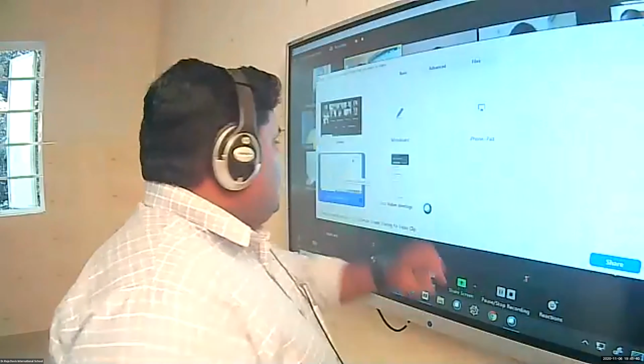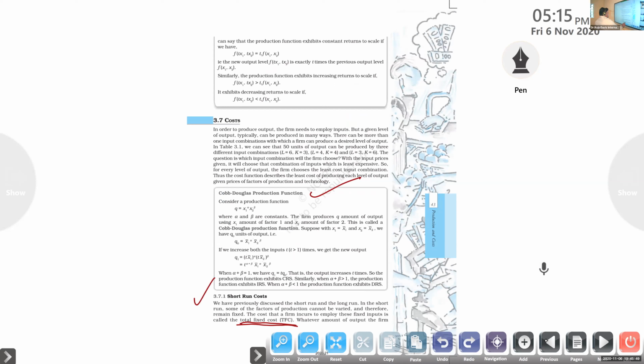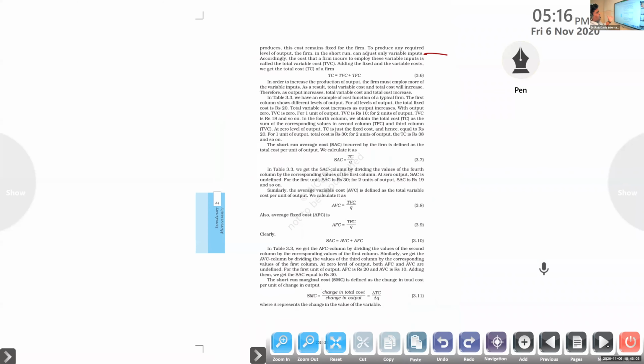So here you want to remember one thing. The cost that a firm incurs to employ these fixed inputs is called the total fixed cost. The money that we are spending to utilize the fixed input is basically termed as total fixed cost. Changes in the output do not have any relation with the fixed input because it is fixed. What is changing here? The varying input only is changing.